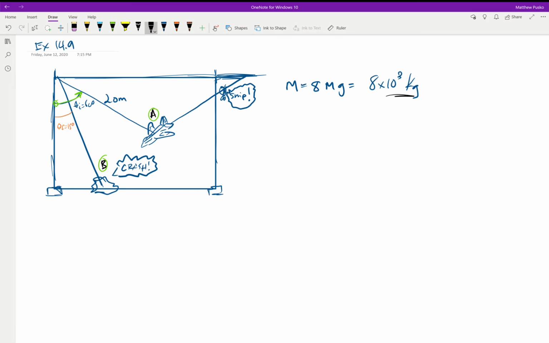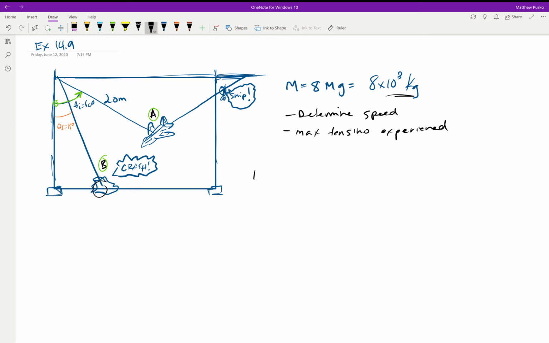conservation of energy. They say determine the speed right before the crash and the tension. The max tension experienced would be right when it's at its fastest point, right before it drops. So at B.